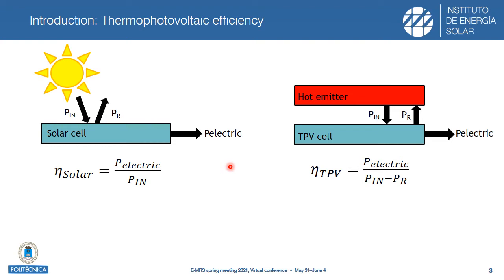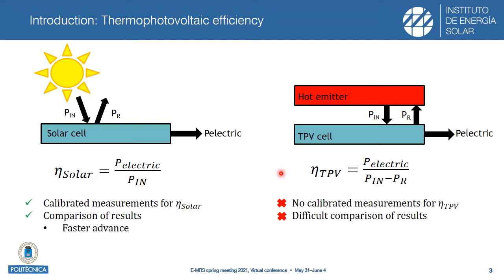The efficiency of photovoltaic devices has been measured for solar and for TPV applications. However, while for solar applications there is an agreement about how to calibrate these measurements, which facilitate the comparison of results and lead to a faster advance, for TPV applications this is not the case, and different methods are used to estimate the TPV efficiency.